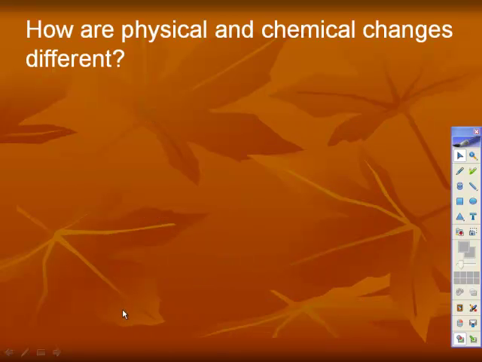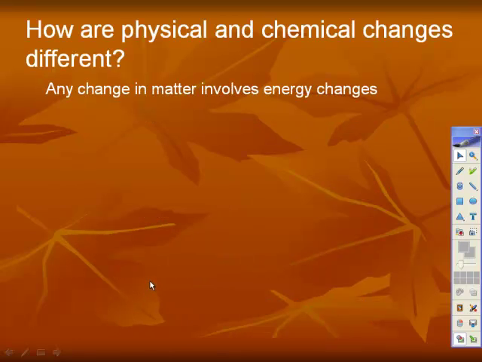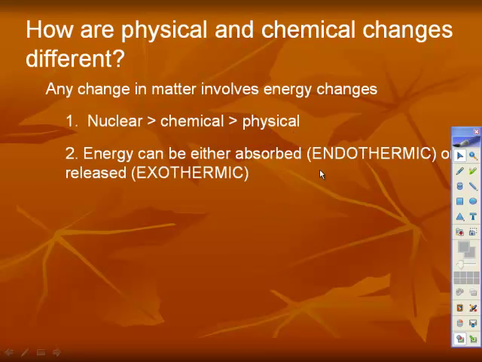Let's talk about how physical and chemical changes are different. Any change in matter involves energy changes. We've talked about this before. Now, nuclear would have the most energy change, and then chemical, and then physical would have the least amount of energy change, but they all have some. And in every single change in matter, energy can either be absorbed or released, and we've talked about these two terms quite a bit.